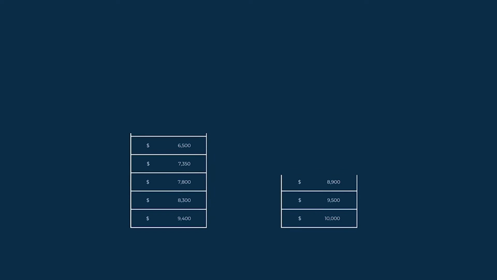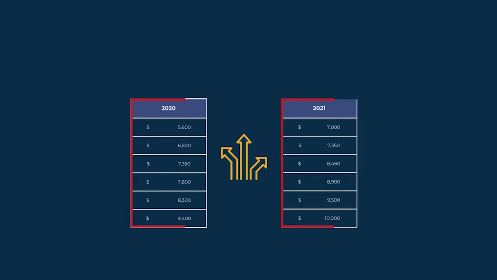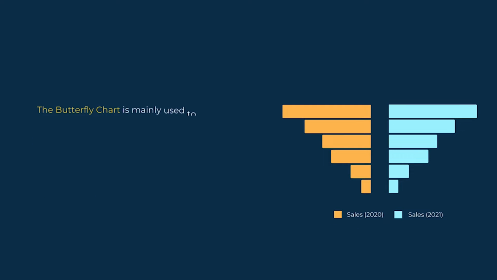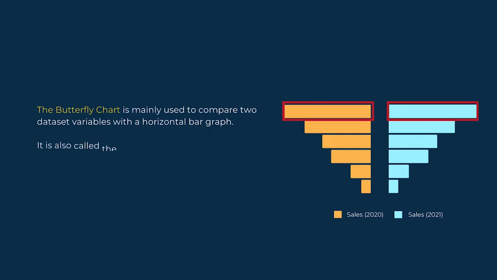If you are looking for an attractive way to see the difference between two sets of data, you can use the butterfly chart. The butterfly chart is mainly used to compare two dataset variables with a horizontal bar graph. It is also called the tornado graph because of the similarity in shape.